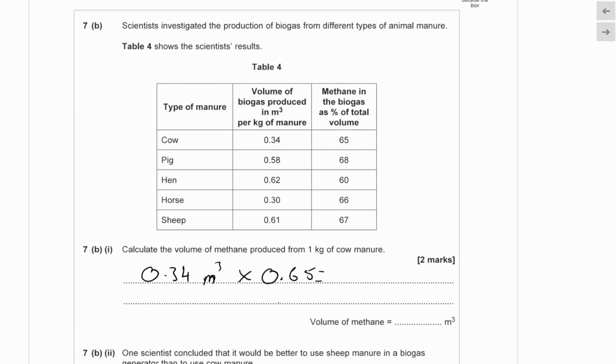And that is going to give us our answer, which is 0.221 meters cubed of biogas. All right. So your answer, you could round it if you wanted to, because these are both to 2 decimal places, and say 0.22. So we're going to say 0.22 meters cubed. If you'd said 0.221, right, and you hadn't rounded, then that is more than okay as well.